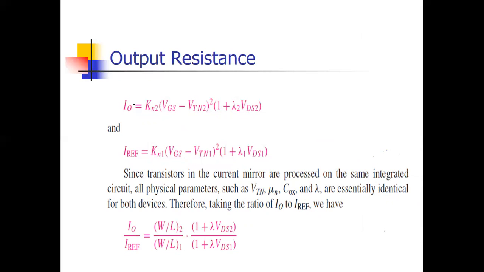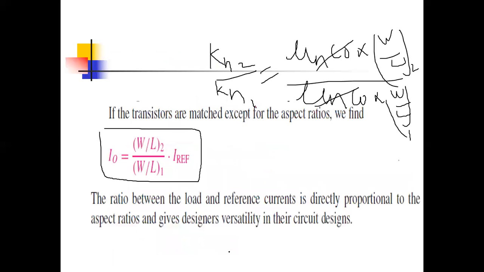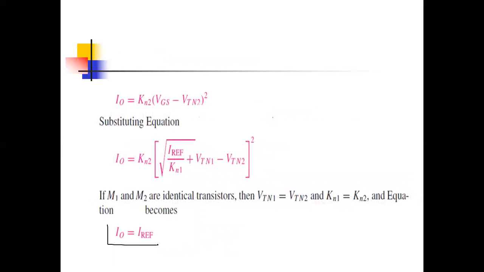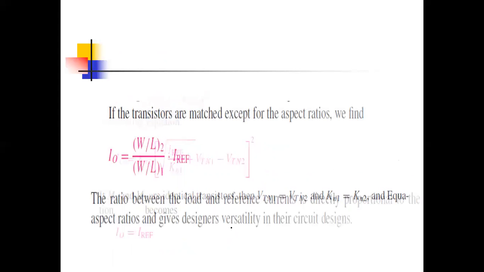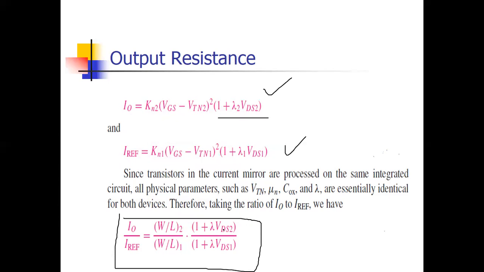The formula of current will be Kn (VGS minus VTN) whole square, and one parameter is extra added due to channel length modulation, 1 plus lambda VDS. Suppose this term is added, then on both sides it will be added. Then the formula will be I naught upon I reference equals W by L2 by W by L1 into (1 plus lambda VDS2) upon (1 plus lambda VDS1). So there are 3 formulas. One is the total ideal, everything the same. One is everything ideal except the W by L ratio. And the next is not only the W by L ratio, the channel length modulation coefficient is also there. These are the 3 formulas.